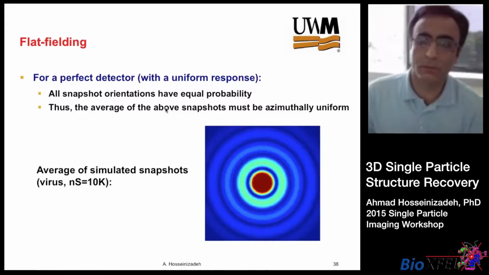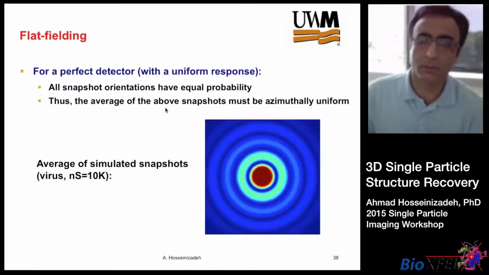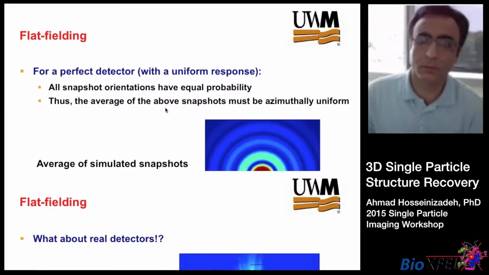For a perfect detector with a uniform response during the experiment, what we can see after averaging over all diffraction patterns will be something like this. We have, let's say, perfect rings with each Qx. This is from, I think, RDV simulated data, and I used 10,000 diffraction patterns here. So snapshot orientations have equal probability. These are, in fact, the principles we will use to make the flat field.